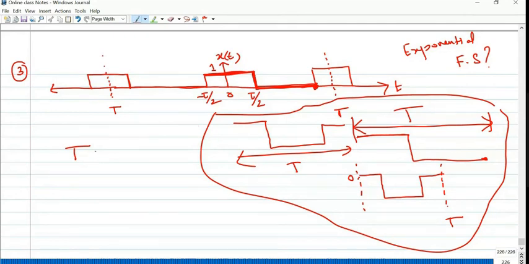Capital T is t only. So omega naught value is 2 pi by t. So consider the fundamental period is capital T only, omega naught is 2 pi by t only. So with this assumption, we have to proceed with the problems. AK equal to 1 by t integration x of t e power minus jk omega naught t. Okay. So we'll solve this problem in the next class.